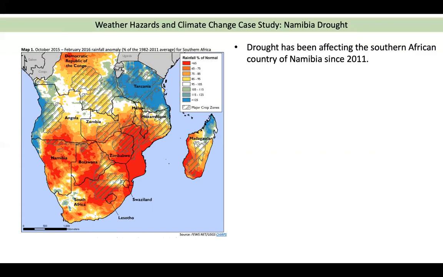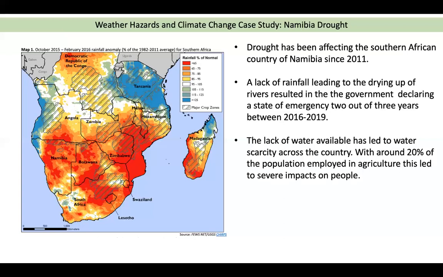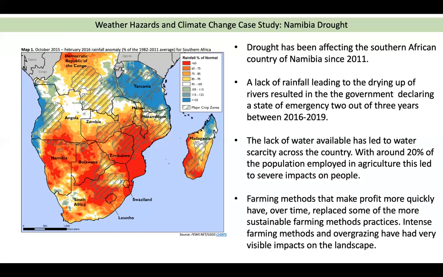Okay, so drought has been affecting the southern African country of Namibia since 2011, so it's still ongoing. A lack of rainfall leading to the drying up of rivers resulted in the government declaring a state of emergency 2 out of the 3 years between 2016 and 2019. The lack of water available has led to water scarcity across the country. With around 20% of the population employed in agriculture, this led to severe impacts on people.